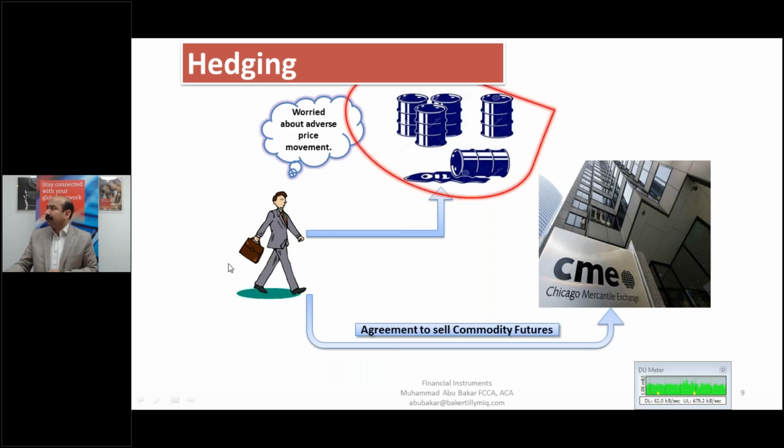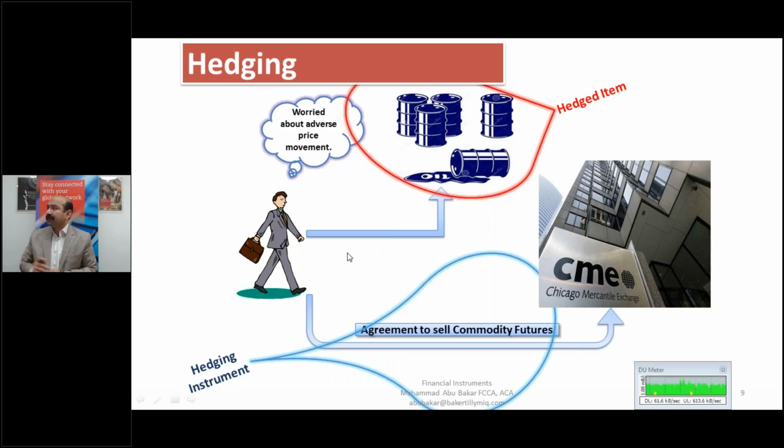Similarly, this will be the hedged item, and this is the hedging instrument. Future contracts are the hedging instrument, and the inventory of oil is basically the hedged item. The value of the inventory is the hedged item, and how you hedged it, the futures, is the hedging instrument.